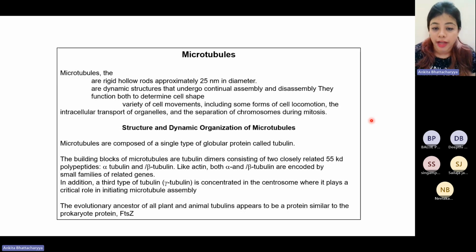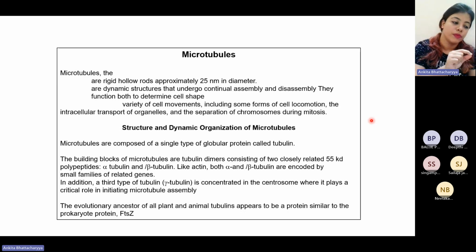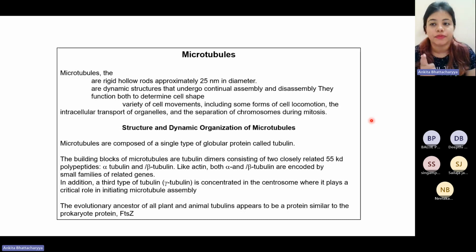Coming back, alpha and beta tubulin are encoded by quite related genes, small families of related genes. But in addition, there is a third type of tubulin as well, known as gamma tubulin. Its job is very relevant to microtubules, but it is not a component of the microtubule by itself, but has a role to play. It is concentrated in the centrosome. And in the centrosome, why is it so relevant? The centrosome is the site where microtubule assembly is initiated.